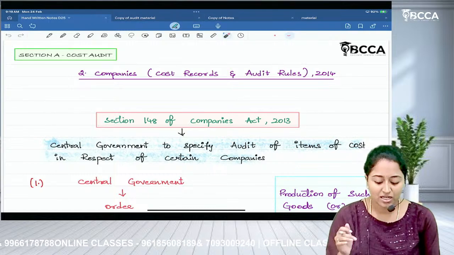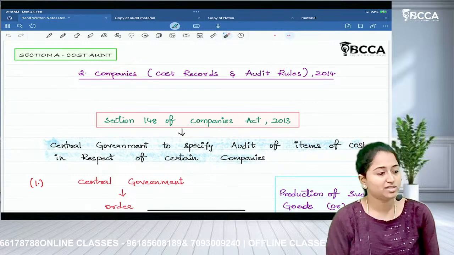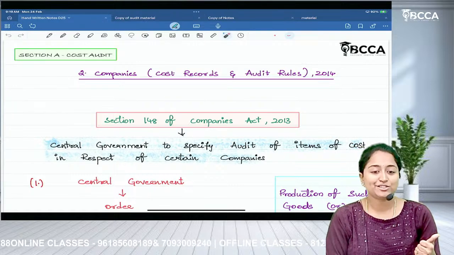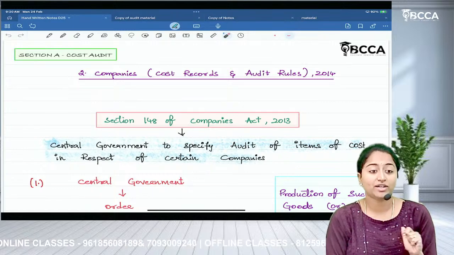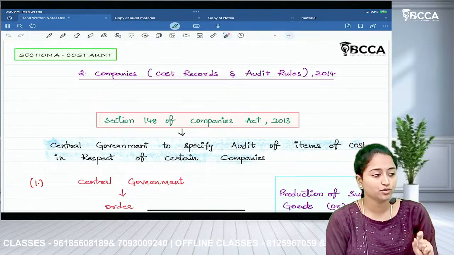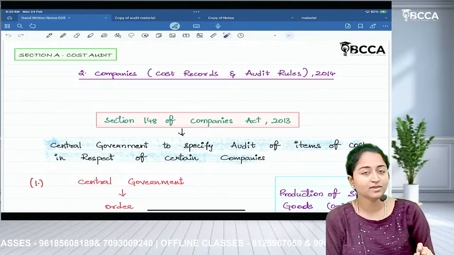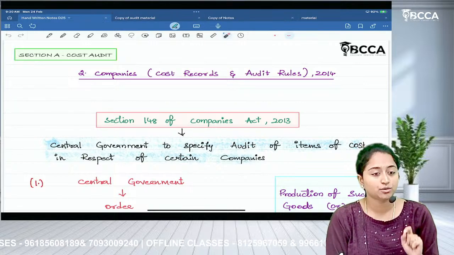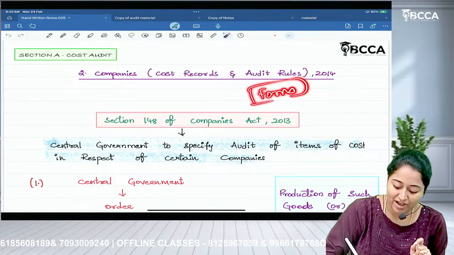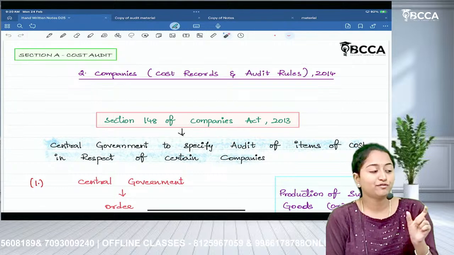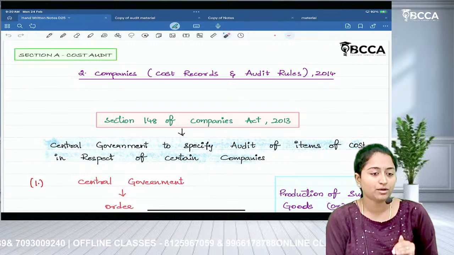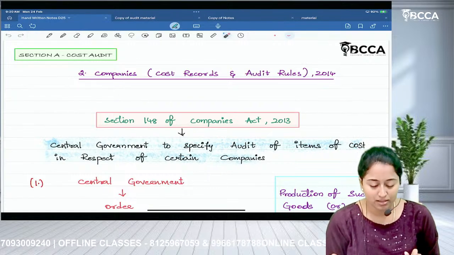Here, for companies, they gave certain rules. What those rules are is nothing but what kind of companies have to maintain cost records, for which companies cost audit has to be done, who can be a cost auditor, and what exactly cost audit is. We have around 6 rules for that. In this unit we are going to see those 6 rules, and we have certain forms, 4 forms, the cost records and audit rules forms, the CRA forms. We are going to learn what those forms and rules are in this particular unit.